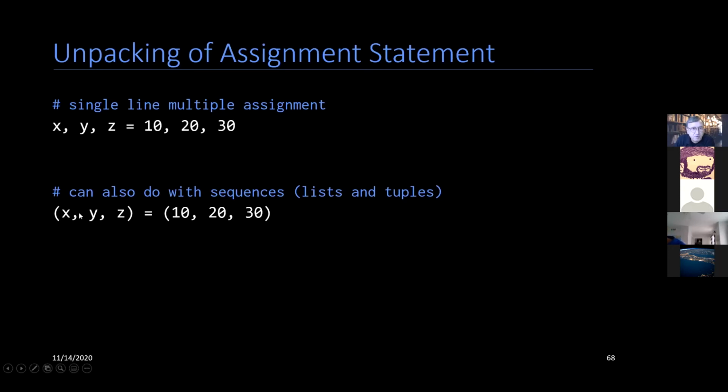You can also assign a sequence to a sequence. So these are 3 individual variable names and 3 individual numbers. If they were in tuples or lists, I could do the same thing. So if there was a name for this tuple and a name for that list, I could do the same thing. It will do a 1-to-1 assignment.